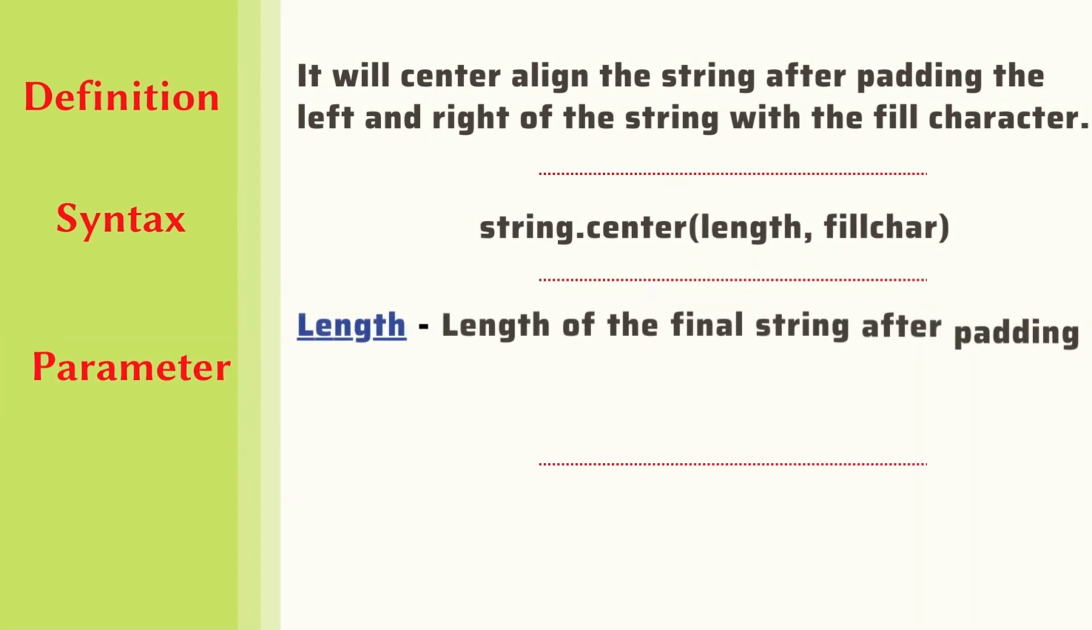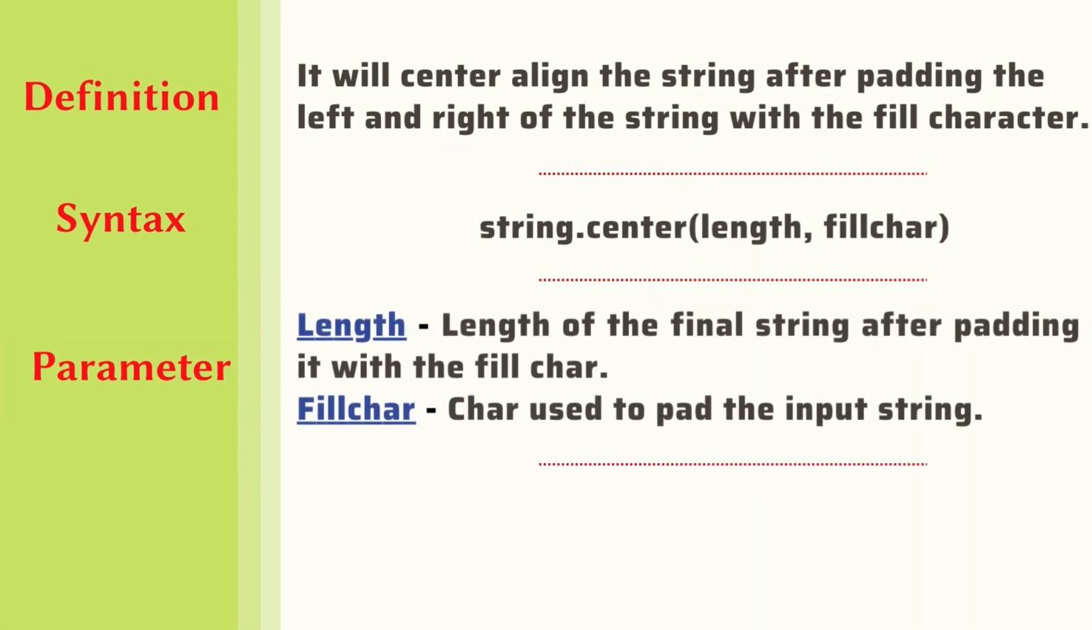The first parameter, length, will tell Python what the length of the final string after padding it with the fill character should be. And the second parameter, fill character, is the character used to pad the input string. The fill character is space by default, that is, if no fill character is mentioned in the syntax, then the output string will be padded with spaces.